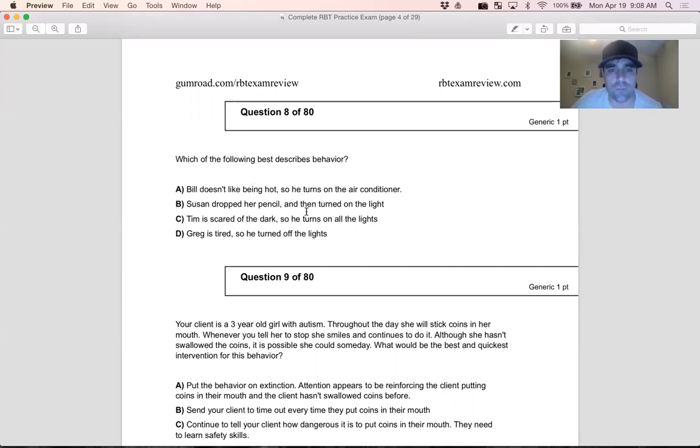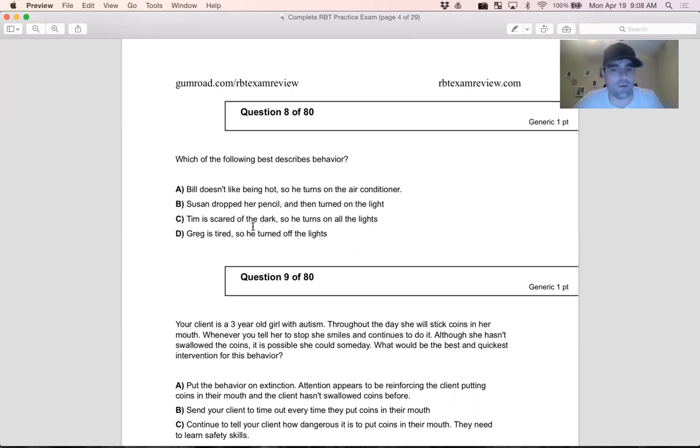B, Susan dropped her pencil and then turned on the light. This is good, right? Are they related? Well, we're not sure, but what happened? Susan dropped her pencil and then she turned on the light. It's objective, it's observable, it's measurable. We're not trying to attribute it to anything else except exactly what happened. So B looks pretty good.